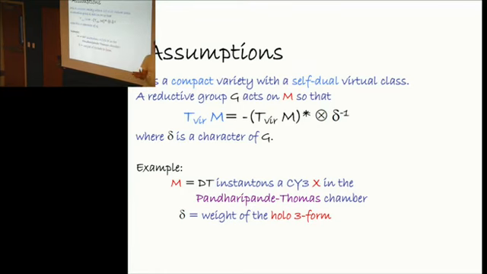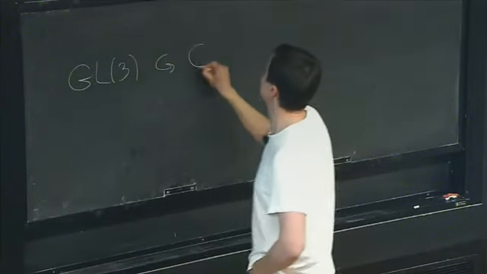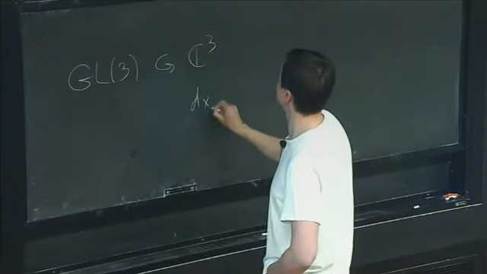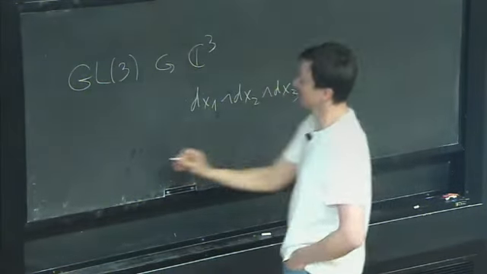And then delta is just the weight of the holomorphic three-form. You have a group acting on a Calabi-Yau threefold. It may or may not preserve the holomorphic three-form. So the action of it on the holomorphic three-form is some character of the group, and this would be the character delta. For example, if I take GL3 acting on C3, then the three-form is dx1 dx2 dx3, and delta is the determinant.